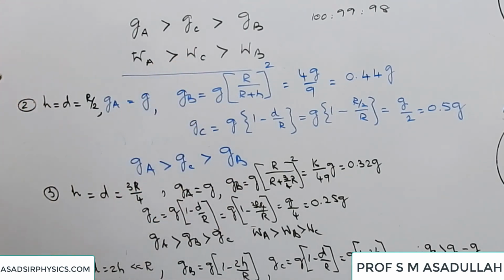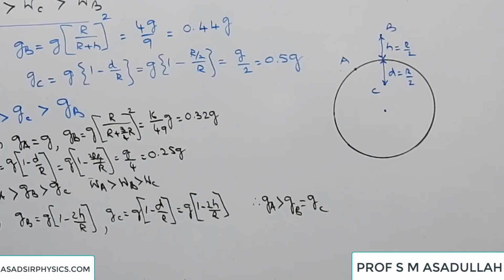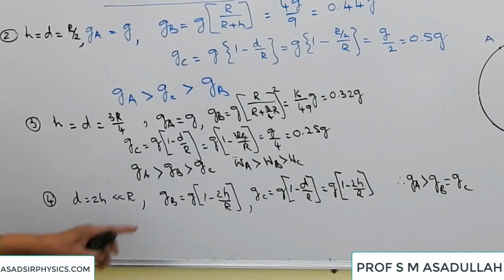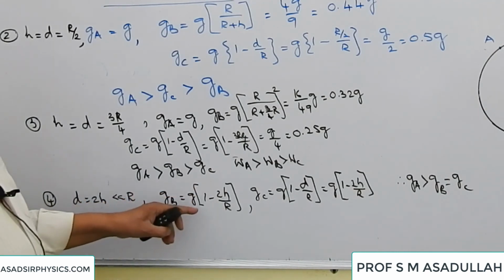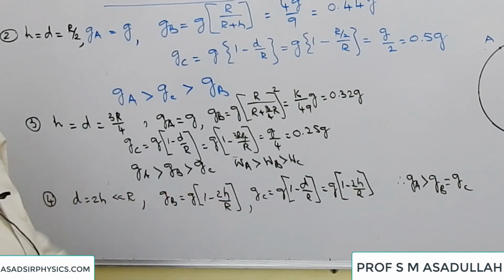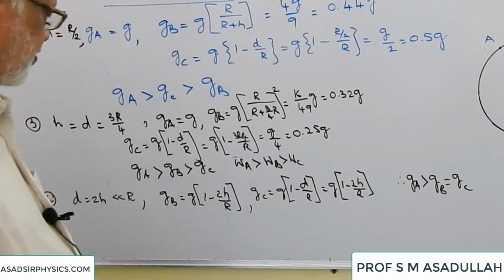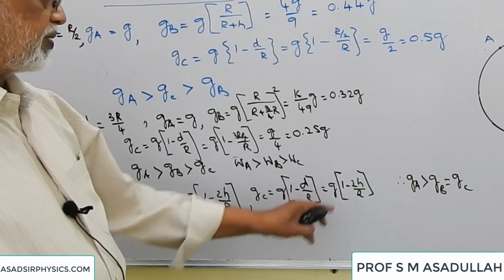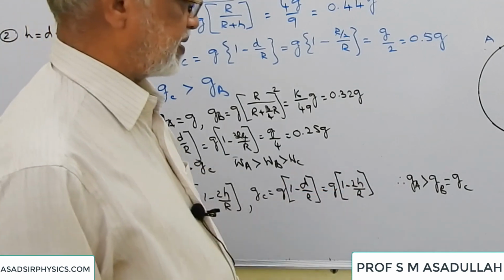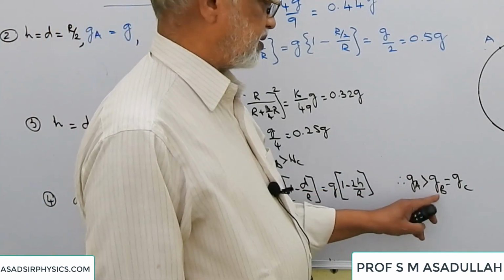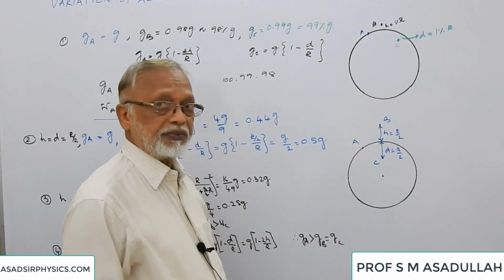Let us consider another interesting problem. We have point C at a depth d, which is equal to twice the height h of the point B. Then Gb is equal to g(1 - 2h/r), and Gc is equal to g(1 - d/r), but d we are taking as 2h, so this is 1 - 2h/r. So you can see that Gb and Gc both are equal. Only Ga is greater. Ga is greater than Gb is equal to Gc. I hope it is clear to you.